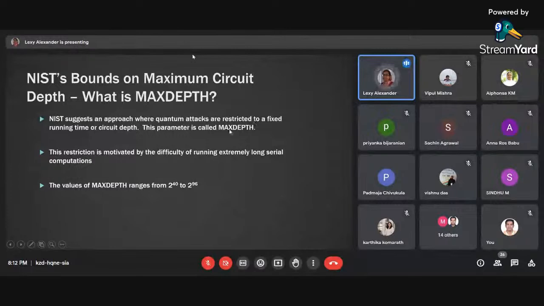What can be the maximum circuit depth for any quantum attack? That parameter they call max depth. This restriction is motivated by the difficulty of running extremely long serial computations in a quantum computer because of the error propagating properties of these gates. So NIST has proposed values of max depth from 2 power 40 to 2 power 96.